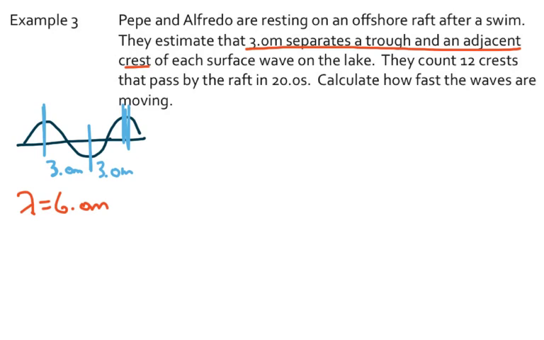We've also been told that we have 12 crests, and a crest is the same as a cycle. So we have 12 cycles, and we know that 20 seconds have gone by. That is not the period. The period would be the length of time for one crest. This is the length of time for 12. So this is just how much time has gone by in total.